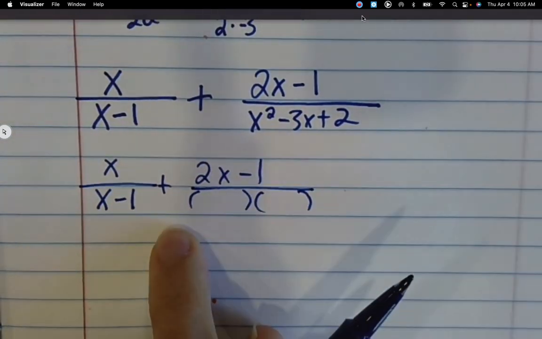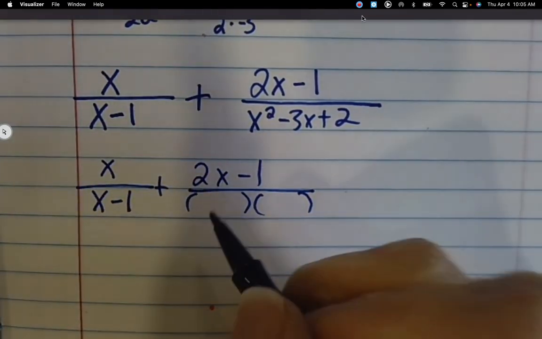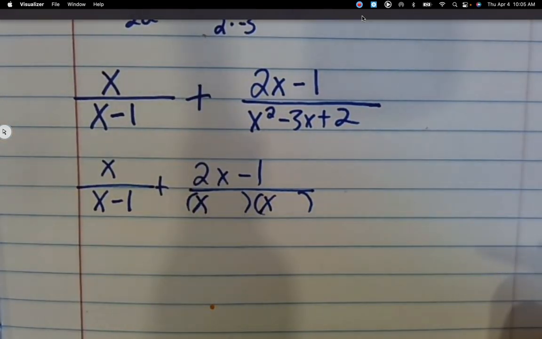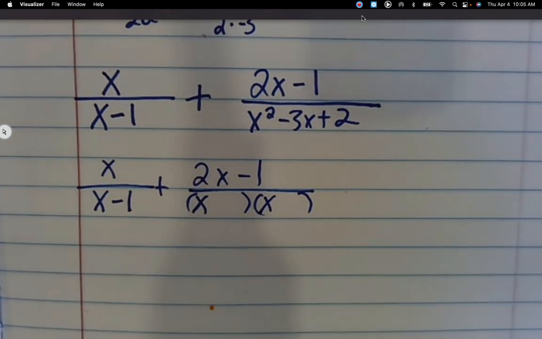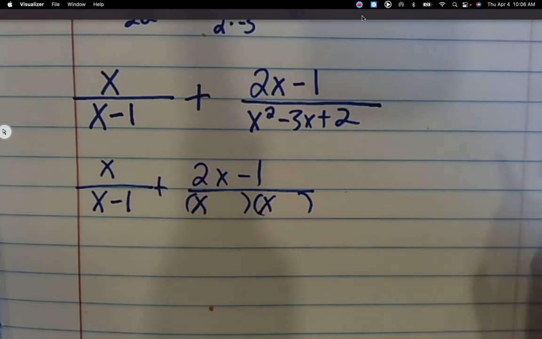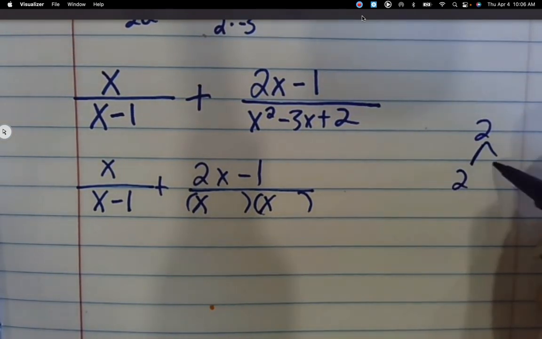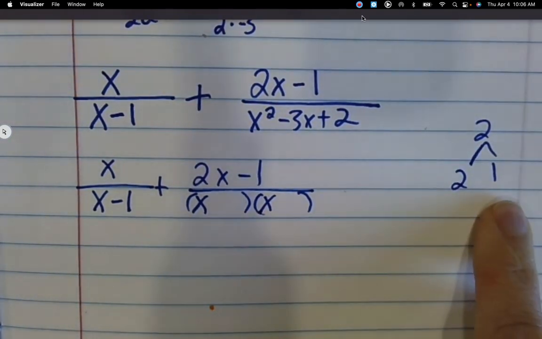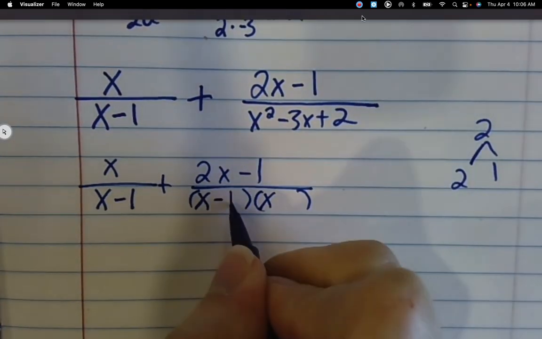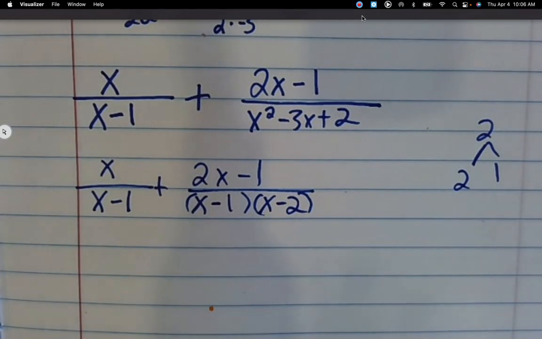So what goes at the front? X and X. And what times what is 2? Well, it's just 1 and 2, but they both have to be what? Negative. So here, I'll write it right here. See, it's just 1 times 2, but that adds up to a positive 3. I need them to add up to a negative 3. So negative 1 and negative 2. Is everybody okay so far?